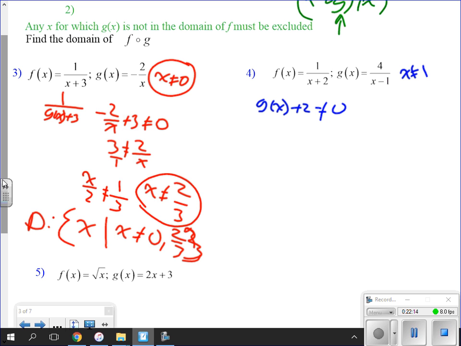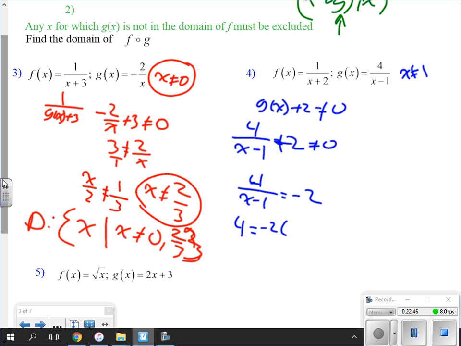I'm not allowed to have 0 in my denominators. Whatever g is plus 2 can't be 0. So that means I have to figure out what g plus 2 is. What values of x give me that? So 4 over x minus 1 plus 2 cannot be 0. That's what I'm trying to find. Subtract 2 from both sides. 4 over x minus 1 equals -2. Cross multiply. 4 equals -2 times x minus 1.